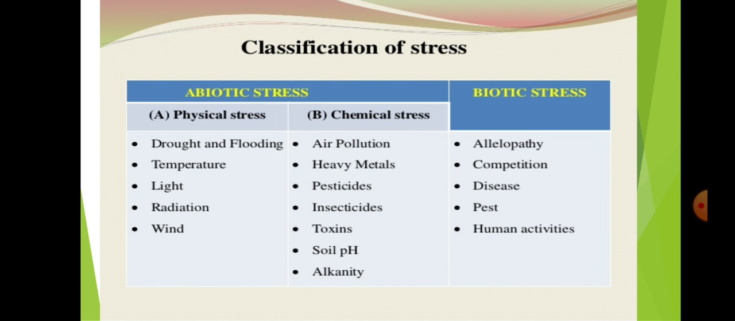It may be caused by temperature, light, radiation, winds. In the case of chemical stress, it is caused by air pollution, heavy metal accumulation, use of pesticides, insecticides, toxins, soil pH, and alkalinity. And in the case of biotic stress, allelopathy, competition, disease, pests, and human activities are the causes. Let's see one by one.